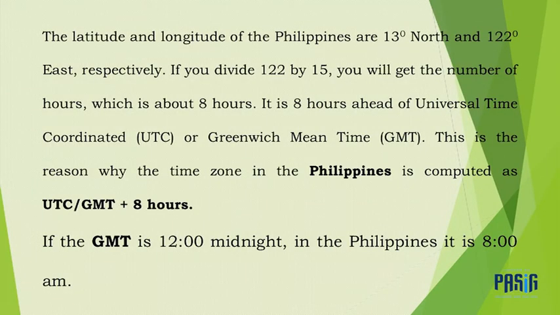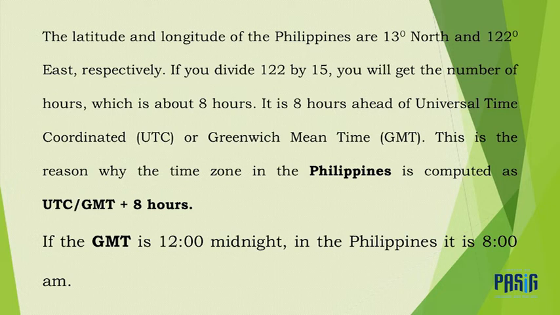The latitude and longitude of the Philippines are 13 degrees north and 122 degrees east, respectively. If you divide 122 by 15, you will get the number of hours, which is about 8 hours. It is 8 hours ahead of Universal Time Coordinated, or UTC, or Greenwich Mean Time, or GMT. This is the reason why the time zone in the Philippines is computed as UTC or GMT plus 8 hours. If the GMT is 12 midnight, in the Philippines, it is 8 a.m.